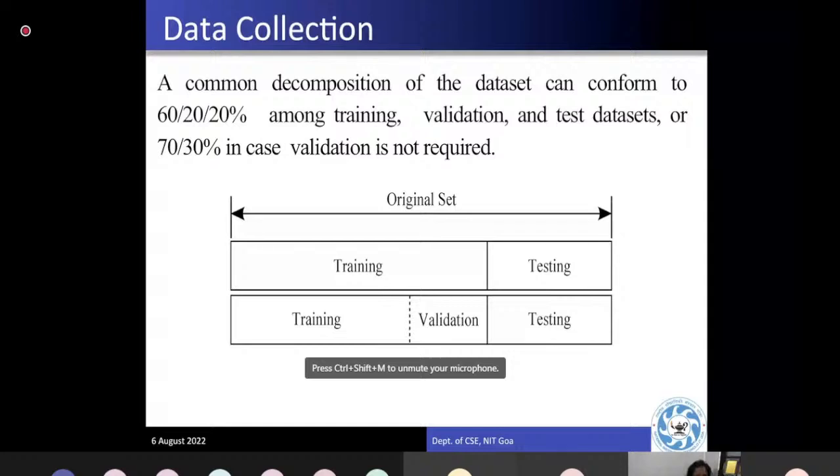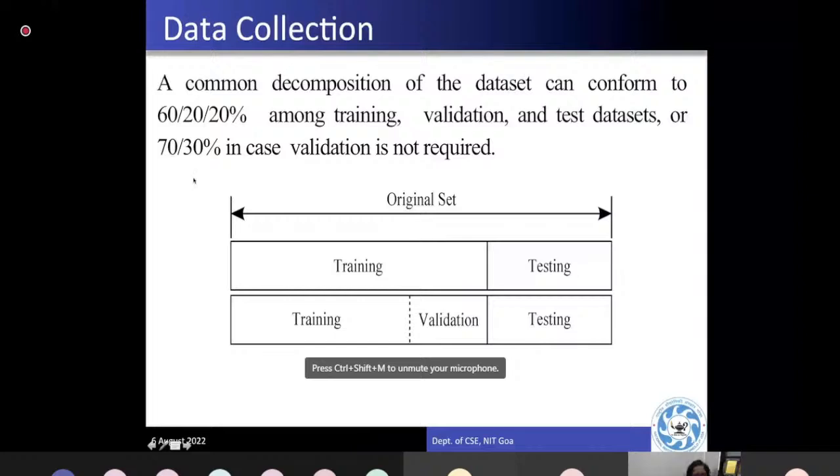The data can be decomposed in two different ways. One way is training, validation, and testing data. So there are three divisions: 60% of your whole data is the training data, 20% validation, and 20% testing data. I think you know this, but if not, I will explain in more detail. Sometimes people divide the data into 70% for training and 30% for testing, when validation is not required. Again, this is not the standard or the only way to divide it into 70 and 30%; it is based on observation.